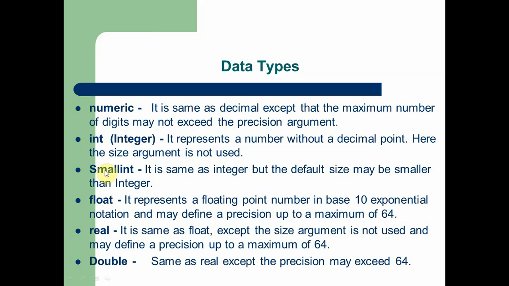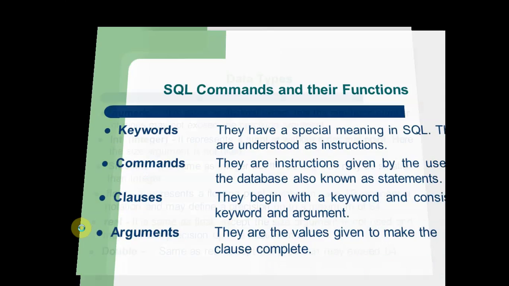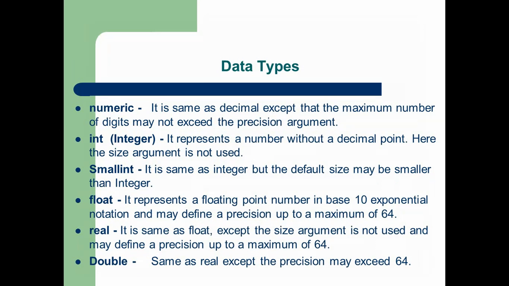In small int we can store an integer, that is a whole number, with a limited range. Compared to int, small int is smaller, so that's why it's called small int. Float is used to store decimal numbers with a floating 10 exponent notation, and may define a precision up to 64 digits. Next, real is the next data type. It is used the same as float, except the size argument is not used, and it may define a precision up to 64. So these are some of the data types which we are going to use in SQL commands.